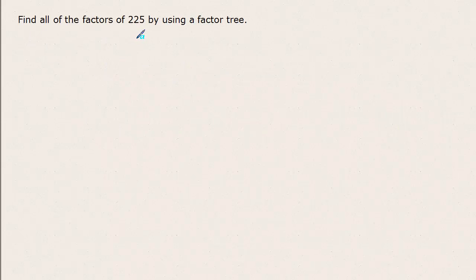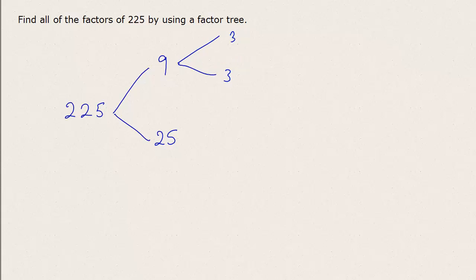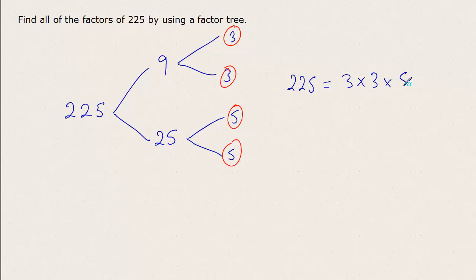Find all of the factors of 225 by using a factor tree. So let's start with 225. I can see that 25 goes into 225, and it's going to go in 9 times. So 9 times 25. 9 is 3 times 3, and these are prime numbers. 25 is 5 times 5, and these are prime numbers. So 225 is 3 times 3 times 5 times 5.